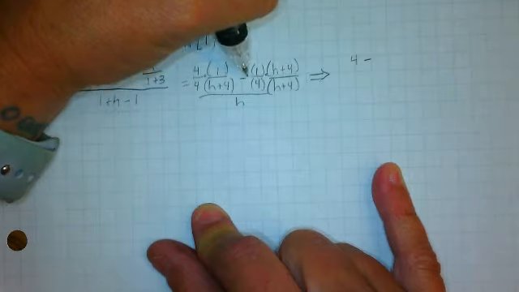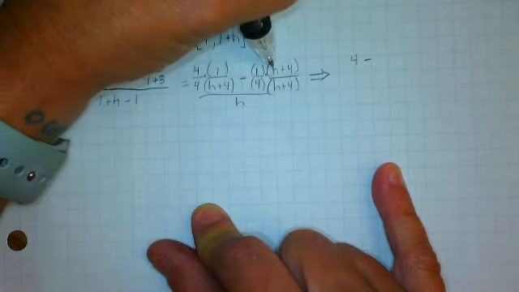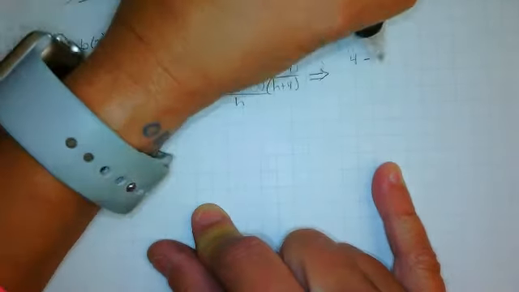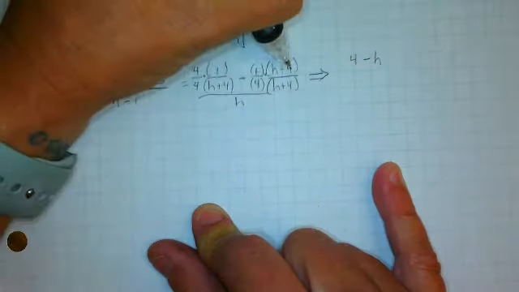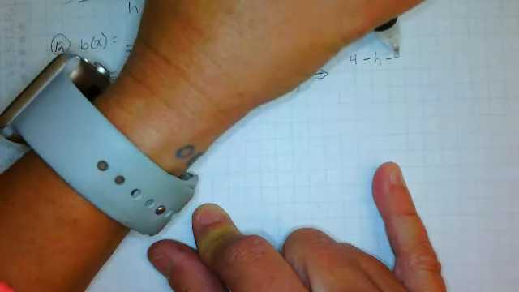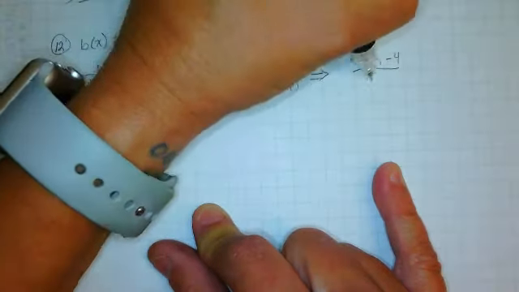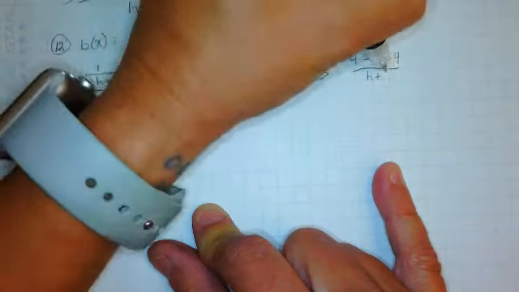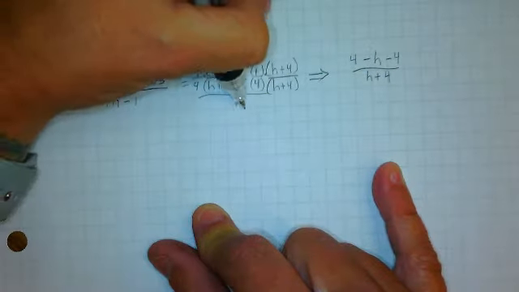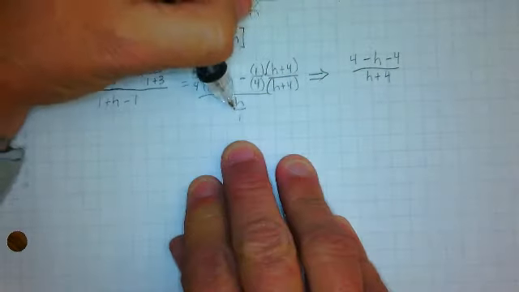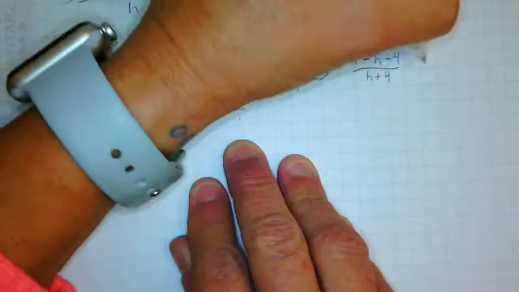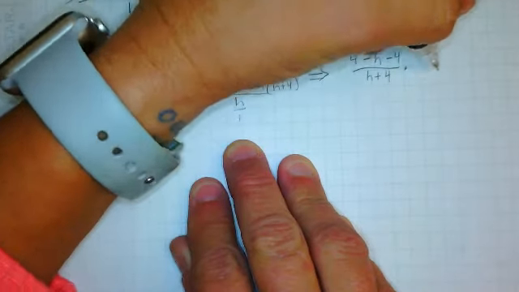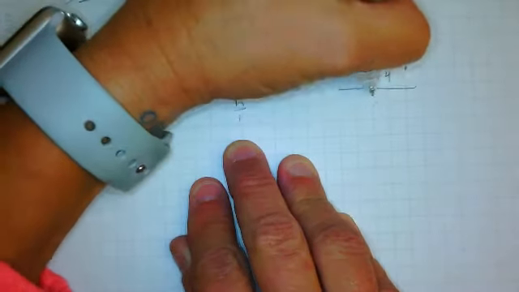So we get 4 minus, mind this sign right here, that'll really mess you up if you don't distribute that as you go. 1 times h is h, but it's negative, so negative h. 1 times 4 is 4, but it's a minus, so minus 4 over h plus 4.